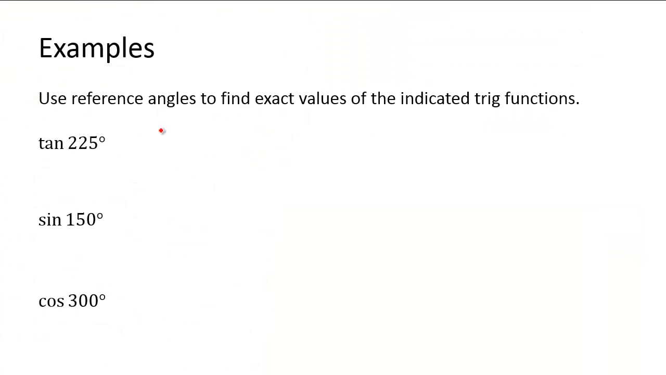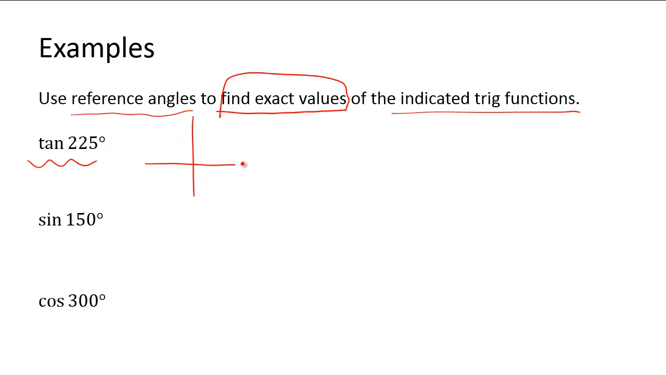So let's take a look at this example where we use reference angles to find exact values of the indicated trig functions. So let's say you have tan of 225. Well, we don't really know exactly what that's going to be. We don't know if it's going to be positive or negative. I mean, you can type in tan 225, but still you want to be sure that it's giving you the right value. So what quadrant is this in?